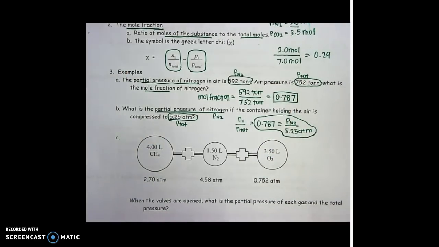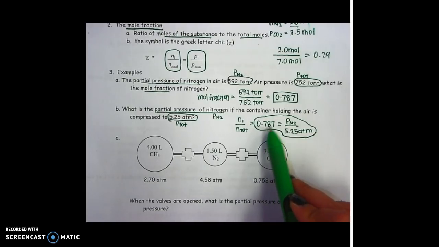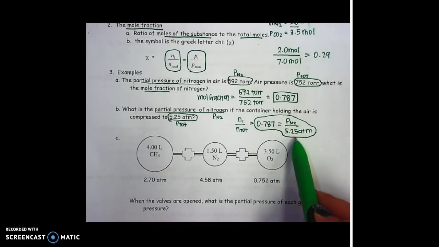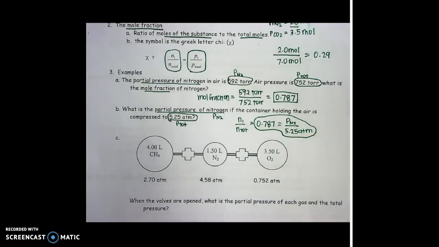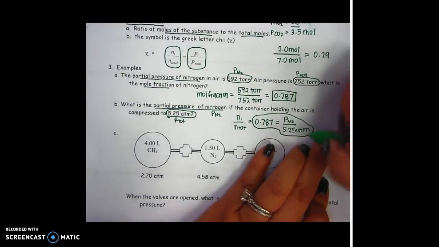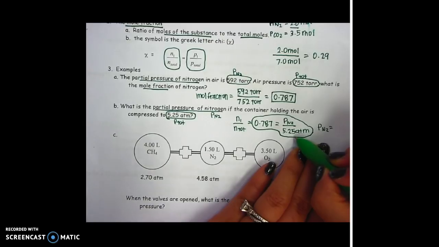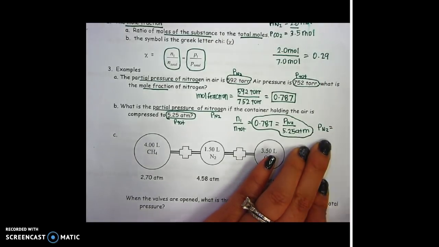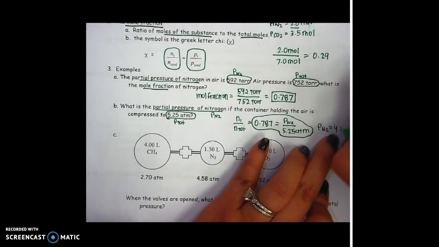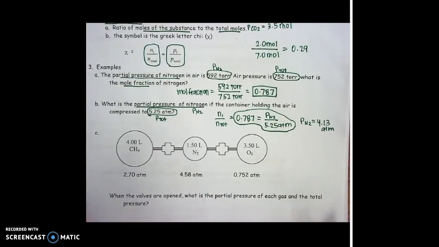Okay, so I'm going to take 0.787 times it by 5.25. So I took my mole fraction of 0.787. I'm multiplying it by my total pressure of 5.25 atmospheres. And now I found out that my partial pressure of nitrogen, it's going to be a fraction of the 5.25, and 3 sig figs, so 4.13 atm for the partial pressure of nitrogen right there.